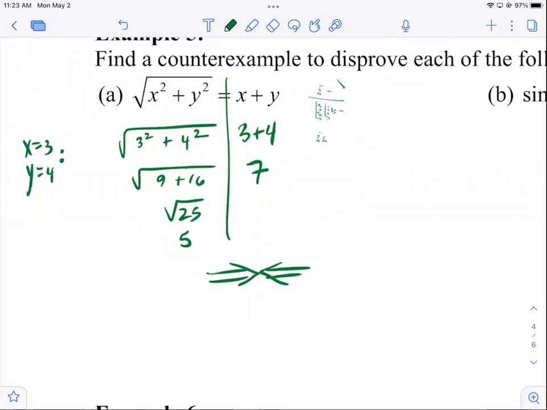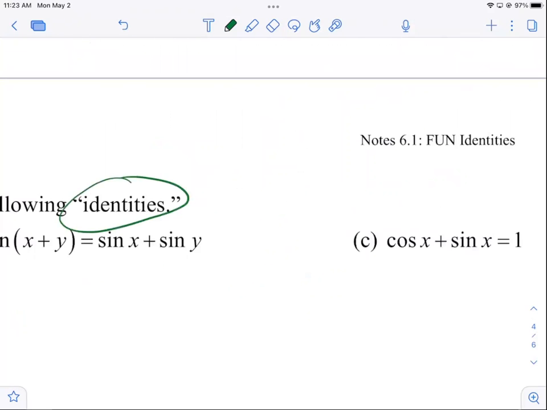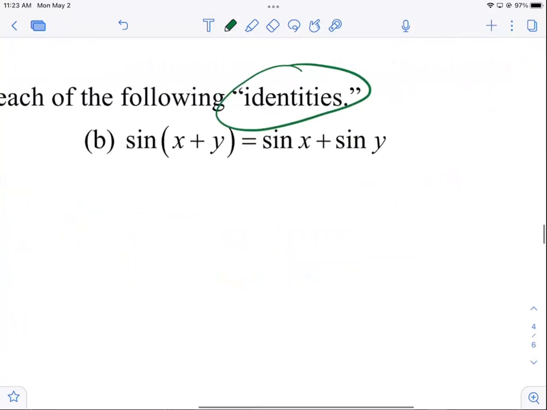5 doesn't equal 7. Now, yeah, there are values of x and y that make it true. X could be 0, y could be 1, x could be 1, y could be 0. They could both be 0 and it would still work. But if it doesn't work for all, it's not an identity. It's not an identity. All right, so anyway, let's do it with trig now.